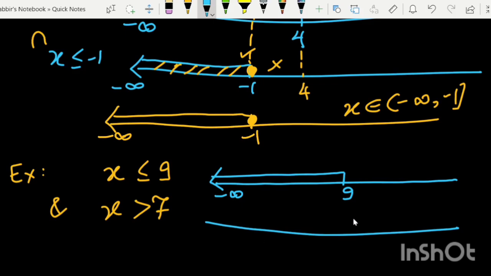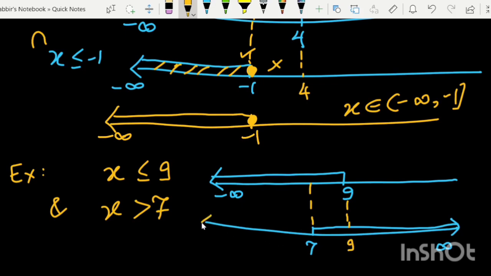x greater than 7, so 7 will be lying on the left hand side of 9 since it is lesser than that. 7 I will mark here, and all the values greater than 7 have to be on the right hand side of 7. So it is like this, 7 to infinity, and minus infinity to 9. Again proceeding with the same concept, we will draw a perpendicular from 7, and I will draw a perpendicular from 9. This is 9, this is 7.